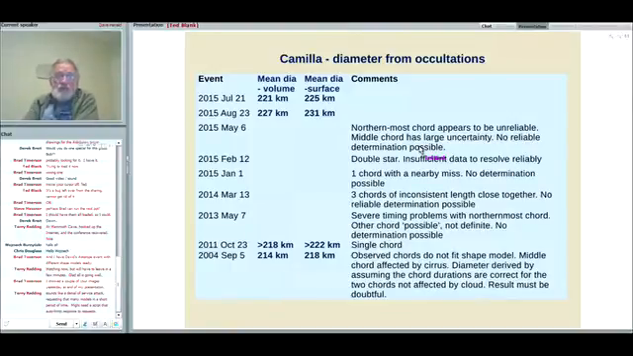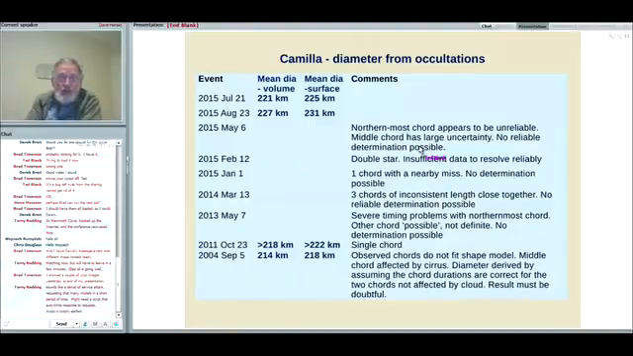2011 October 23rd, a single chord observation, which when you did the fit suggested the diameter was at least 218 or 222 kilometres. And 2004 September 5th, the observed chords don't fit the shape model or any variation of the shape model. The middle chord was affected by cirrus, so that had to be excluded. I derived the diameters I've given there by assuming the chord durations were correct for the two chords not affected by cloud, and did a notional fit on that, which means that results must be doubtful. So end result, our two recent events are by far the best of that, with a definite result. Next slide.